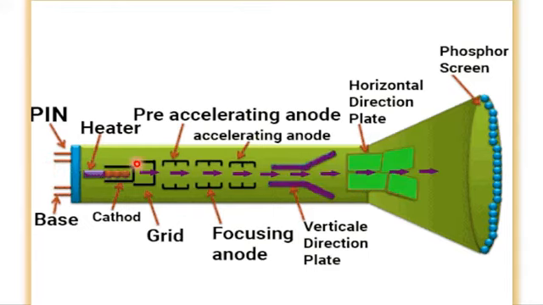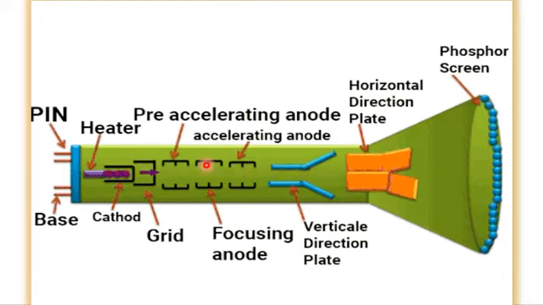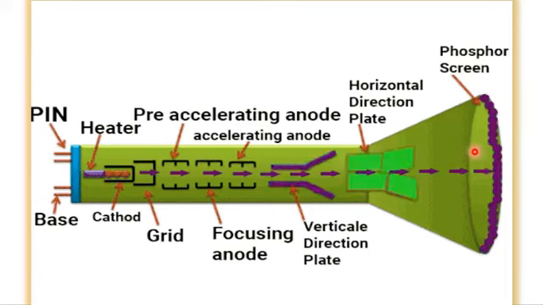electrical signals. Electrical signals are based on the electrons produced by a cathode, and these electrical signals in the cathode ray tube are converted into visual signals.